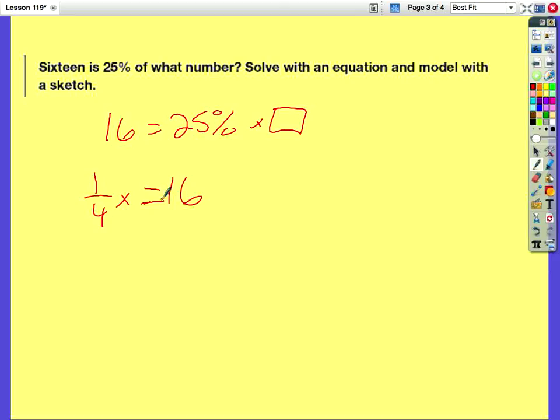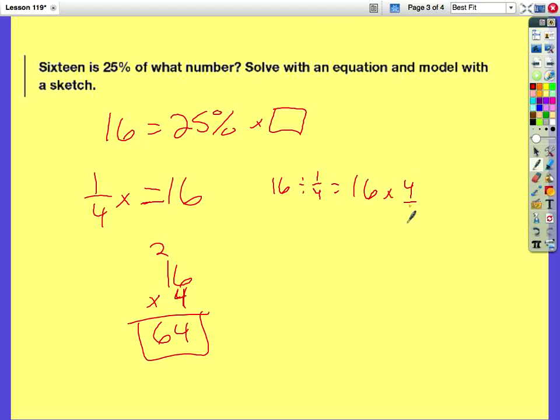Okay, well, what I remember, I can take my 16, divide by the top, which is 1, then multiply by the bottom, and get 64. So 25% of 64 is 16. If you want to draw a model, you can, but you would not need to. So pretty much this turns into 16 divided by 1/4, which turns into 16 times 4/1. Just another way to think about it.